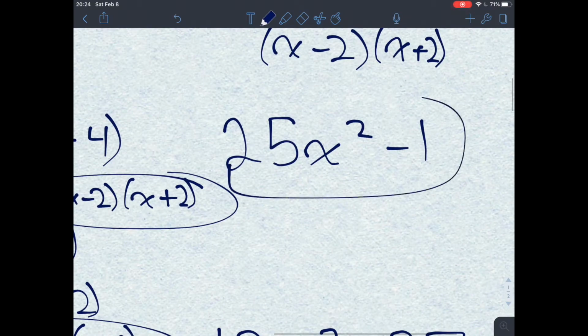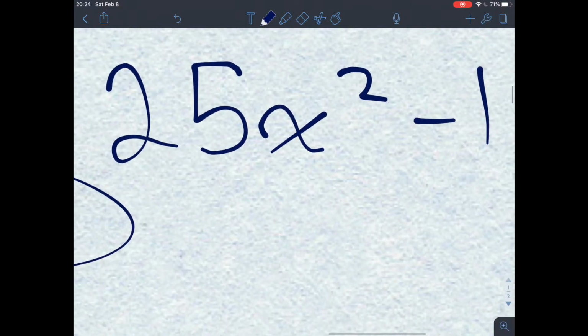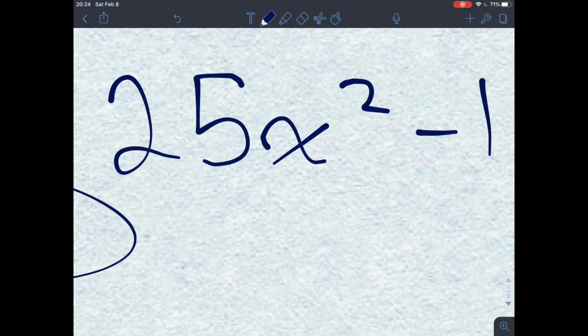So the next one, 25x squared minus 1. You can't really take out anything from this, because 25 and 1 don't really have any factors in common, except for 1, obviously. So we could just do the square root of both of these.